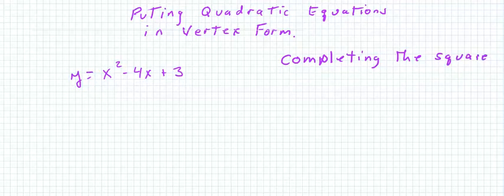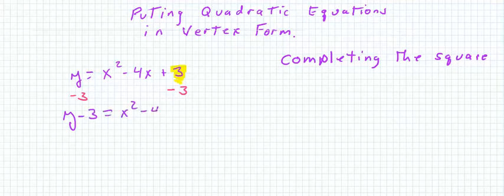First thing we're going to do, as always, is move the constant here. Let me highlight it. We'll move this to the other side. We do that by subtracting 3 from both sides, and we end up with y minus 3 equals x squared minus 4x.